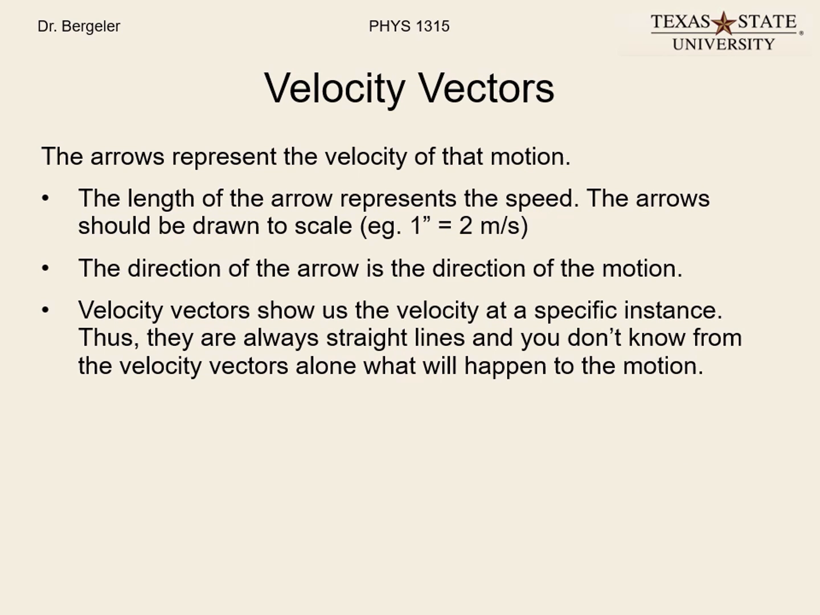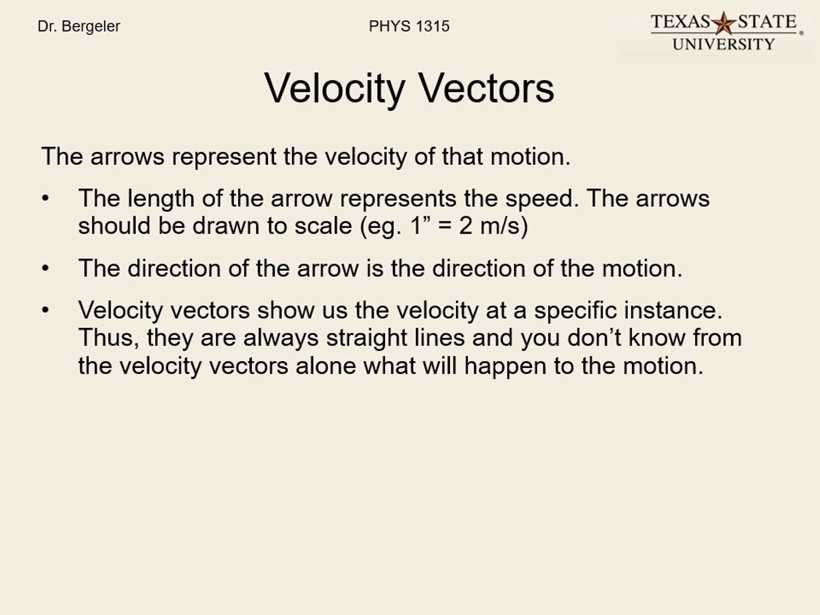Let's summarize the facts about velocity vectors. The length of the arrow represents the speed. The arrows should be drawn to scale. For example, 1 inch represents 2 meters per second. You can choose any scale. The direction of the arrow is the direction of the motion.